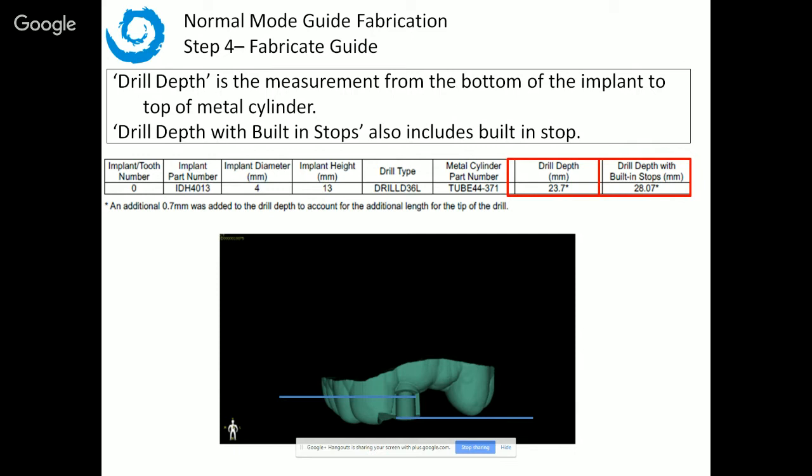Okay, that's the value of the length of the drill from your handpiece that sticks out of your handpiece to the bottom of the implant. Okay, and that drill depth with built-in drill stops is going to be the drill length. If you think about it, the drill is going to extend and go down from your handpiece to the bottom of the implant. The drill depth with the built-in drill stops is going to be the length of your drill.